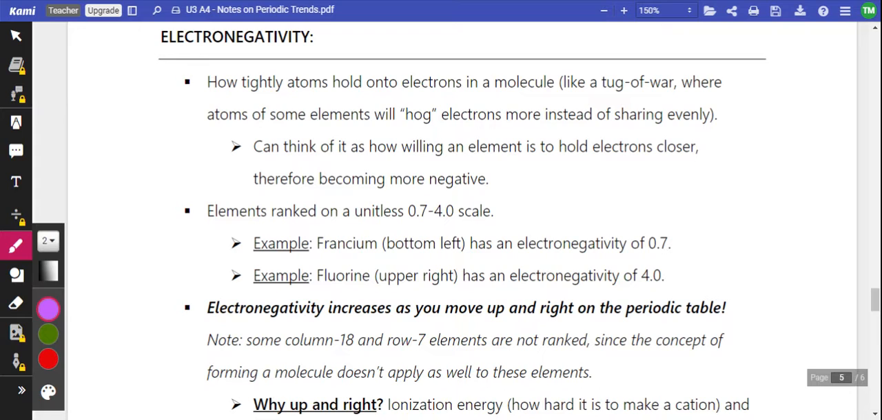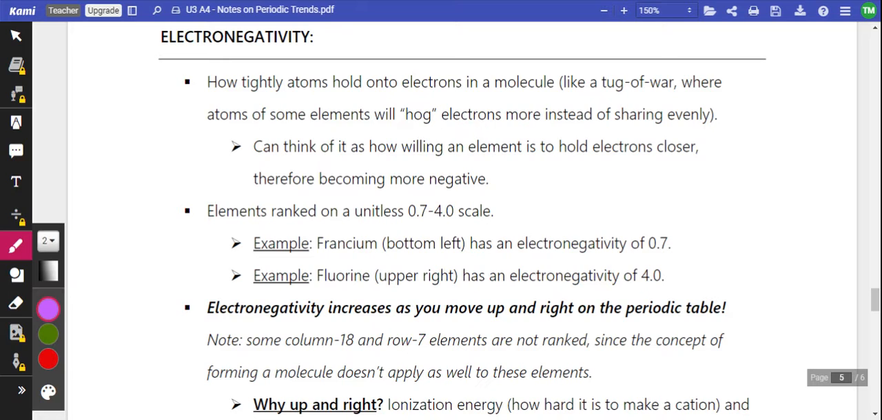So our elements are ranked on a kind of weird scale. It's from 0.7 to 4. At the bottom of the scale, we have francium. Francium's down on the bottom left of the periodic table and has an electronegativity of 0.7, basically about as low as you can go. Whereas fluorine in the top right of the periodic table has an electronegativity of 4.0.